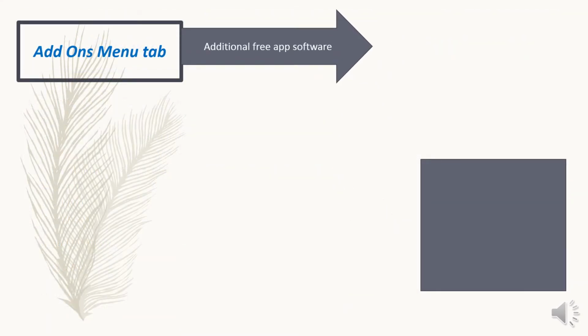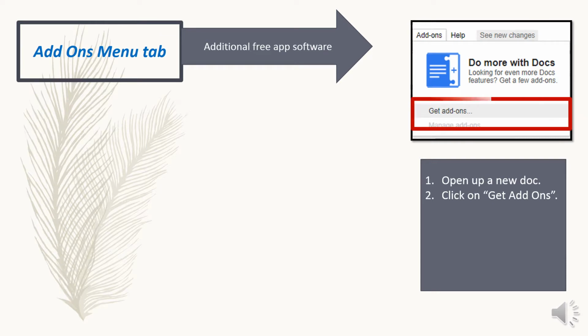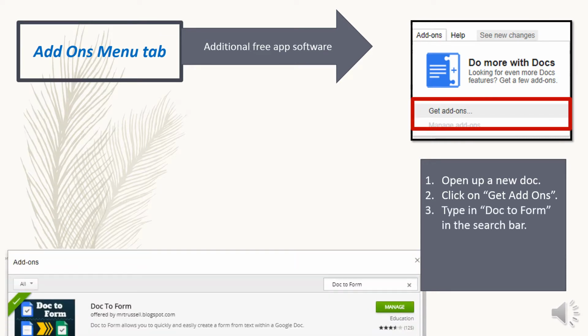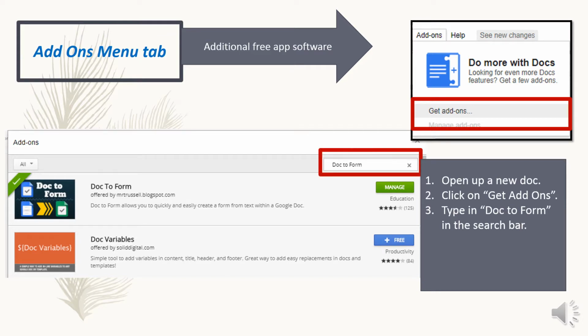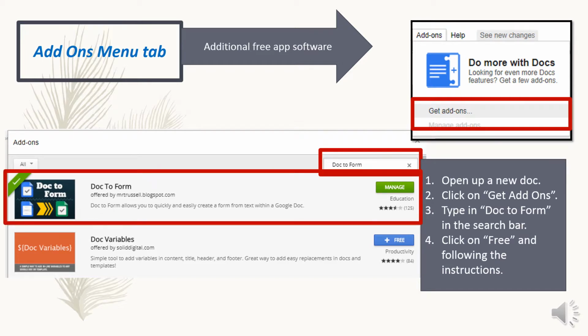Google Drive allows you to add on free app software to your documents. To add on software, you need to open up a new doc. Then you're going to click on Add-ons and then select Get Add-ons. Then you're going to type in the app software we want you to search, and that is Doc to Form. So you would type that into the search bar, and when it pops up, you're going to click on the free icon to download the software.